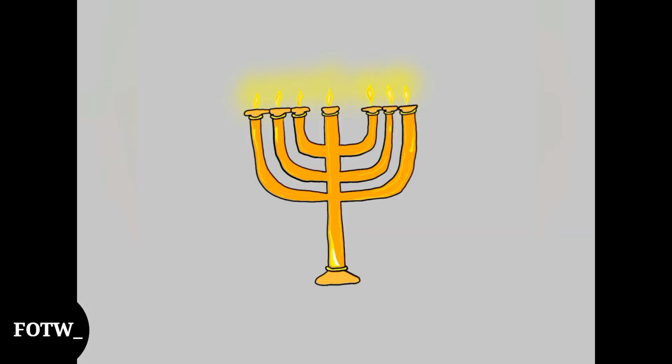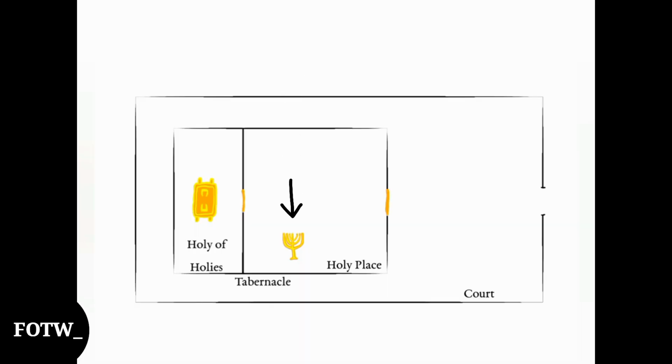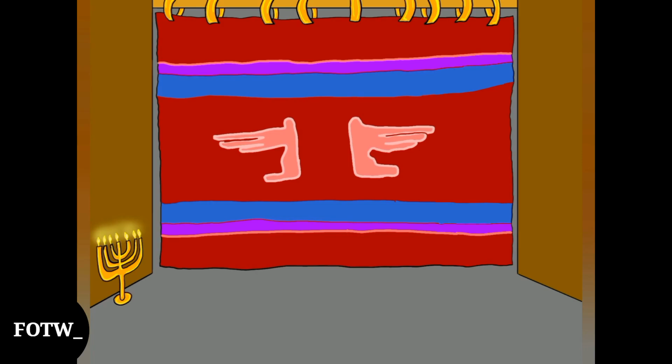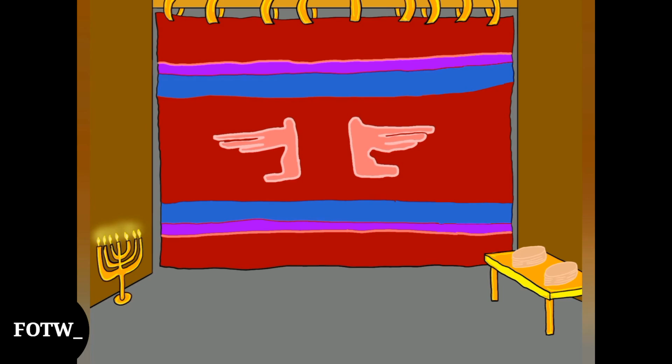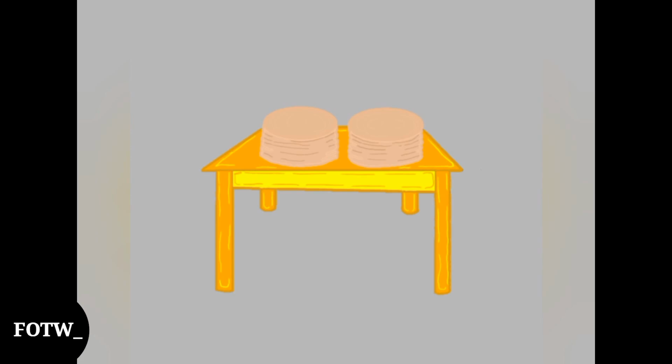Golden lampstand. A lampstand of 6 lamps extending from a middle one, made from pure gold. It provided light for the holy place, since no natural light was allowed to enter. It was to be lit continually. Golden table. It was placed in the holy place, opposite the golden lampstand. As the name implies, it was golden and it had 12 showbreads arranged in a pair of 6 placed on it.